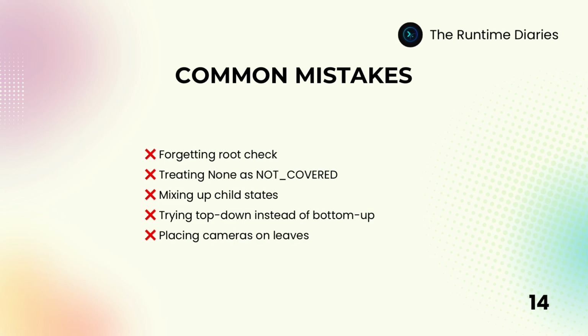Here are the biggest pitfalls to avoid. First, forgetting to check the root after DFS returns. Second, treating None as not_covered instead of covered. Third, mixing up the child states and applying the wrong rules. Fourth, trying to solve this top-down instead of bottom-up. And fifth, placing cameras on leaves, which is always suboptimal. Most mistakes come from not fully understanding the 3-state system.